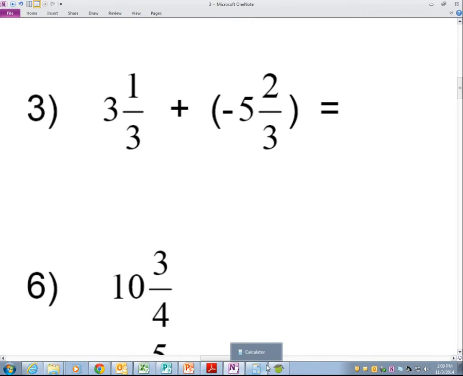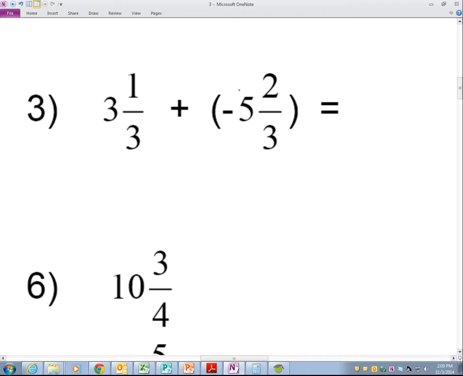Now here's another one that deals with negatives. We can't forget about this negative here. Yes, sir. What do we have to do? We have to make it an improper fraction. And how do I do that?